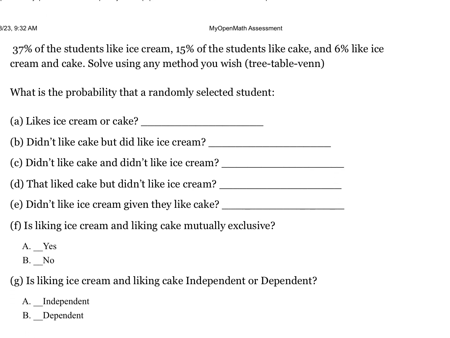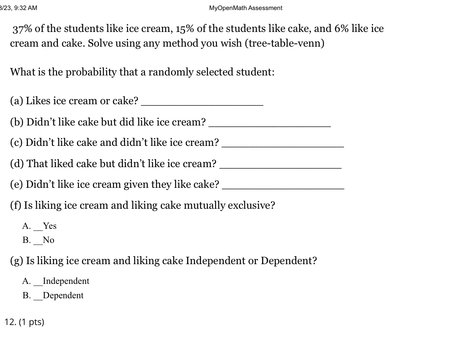Number 11. 37% of the students like ice cream, 15% of the students like cake, and 6% like ice cream and cake. Solve using any method you wish. Okay, so this is just like the ones above. So you're going to draw a Venn diagram, get your numbers, and then find the probability. So let's see. Since it's percentages, we can just pretend like it's 100 students, so we have numbers to use if that's less confusing.